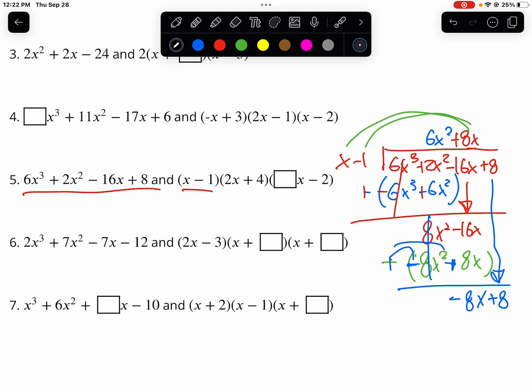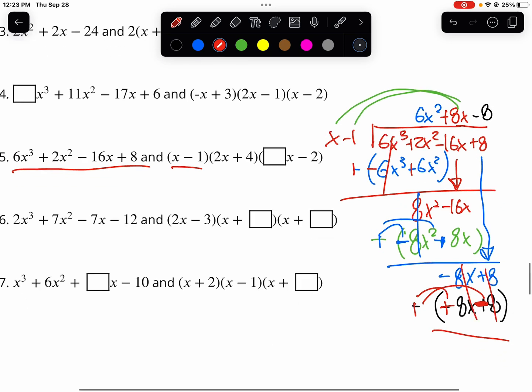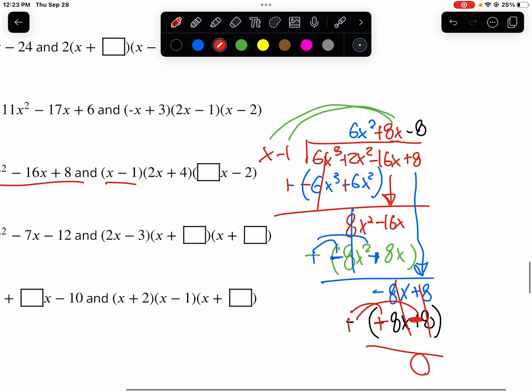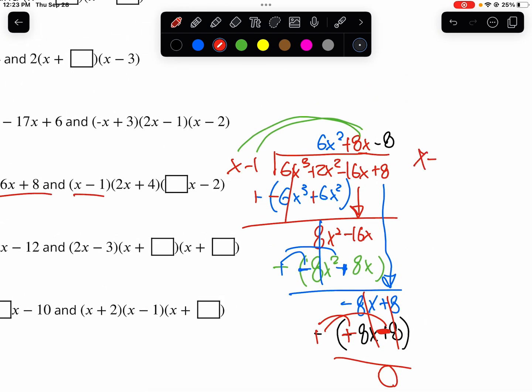Okay, and then I go back and do it once again. So now I need to multiply x by something to get negative 8, which is going to be negative 8. So I get negative 8x plus 8, and I have to change all of these signs. So when I distribute the negative, it becomes positive. And when I distribute the negative, it becomes a negative. And then I add straight up and down, and everything does in fact cancel. So what does that mean? I'm going to be left with x minus 1 times 6x squared plus 8x minus 8.